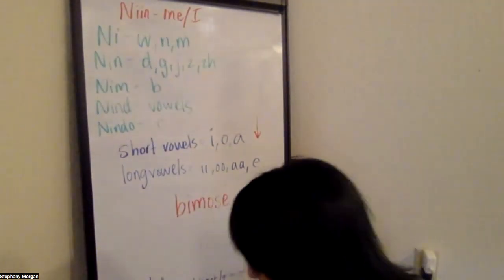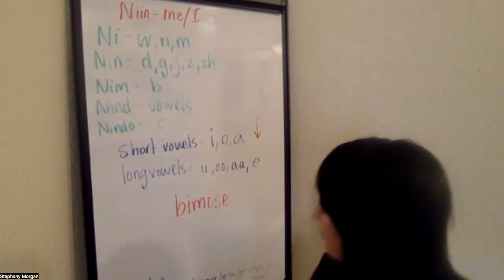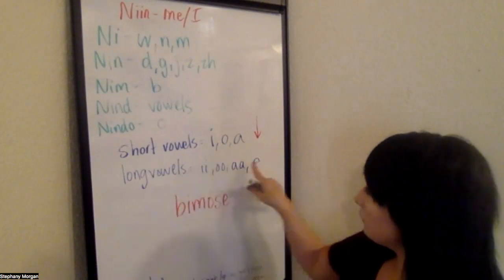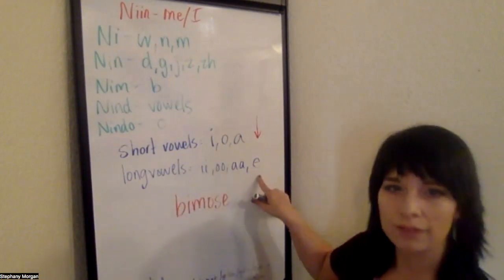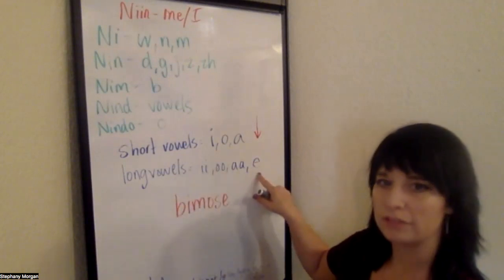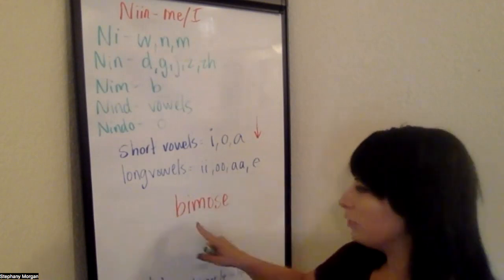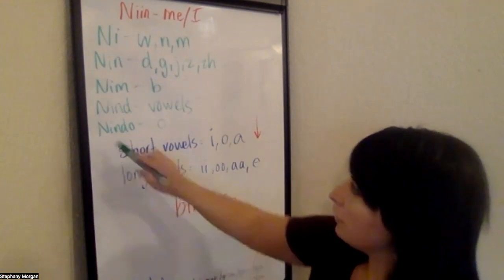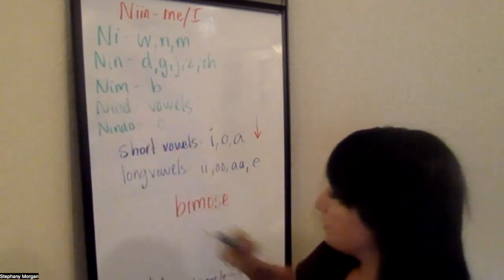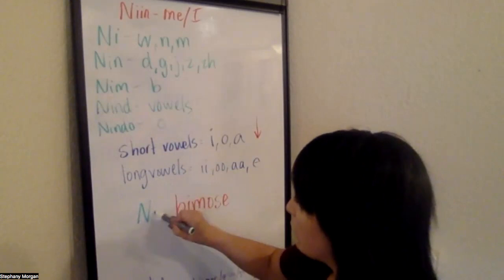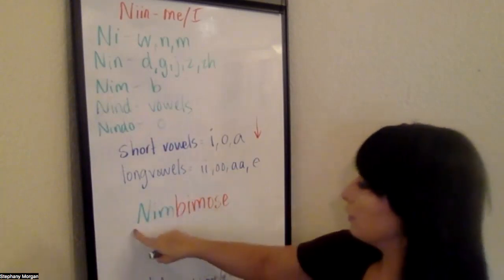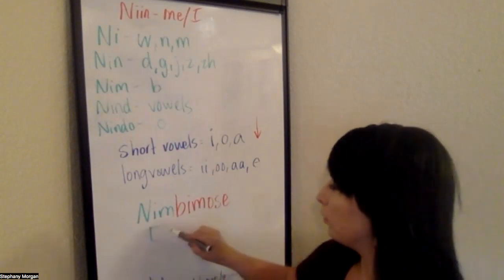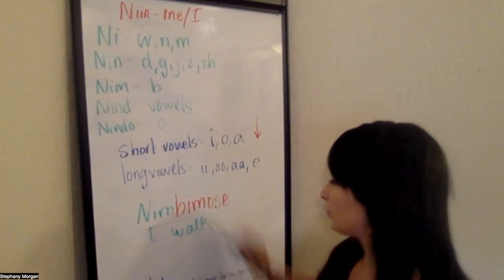In that case, we're going to add, well, let's look at the end. Does it end with a short vowel or a long vowel? A. That is a long vowel. That sound E makes an E sound, bimose. And let's see, it starts with a B, so that means we need nim in front of it. I'm just gonna attach nim directly to the word. Nim bimose. I walk, or I am walking.